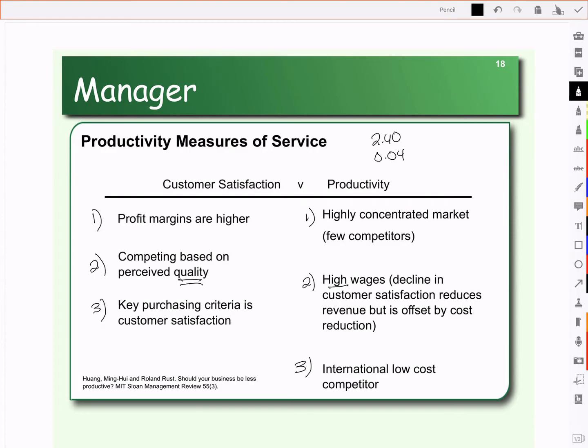Also, if that key purchasing criteria is customer satisfaction, then you need to focus on customer satisfaction. So if it's really down to people are coming to you because of that level of service, that's your differentiation from the competitors, is that unique level of service and that level of satisfaction, then you can't give that up for an increase in productivity. Otherwise, you're no longer different from the competition. So if people come to you solely for that, then that has to be a priority over increasing outputs and decreasing inputs.